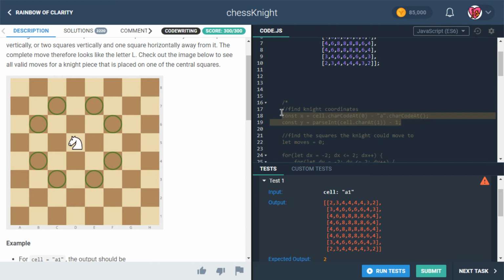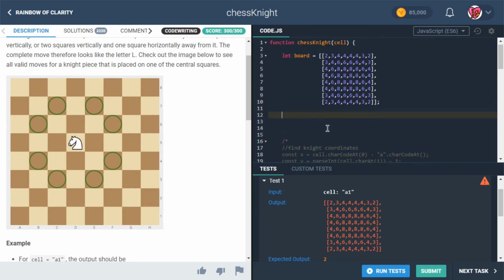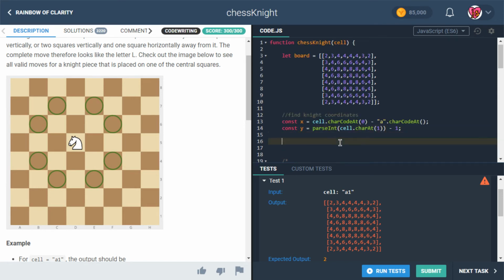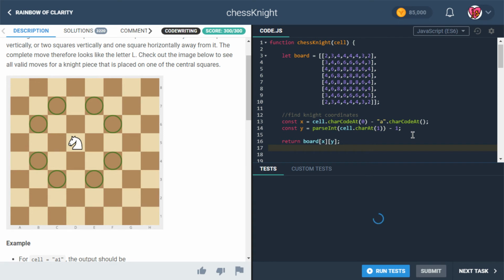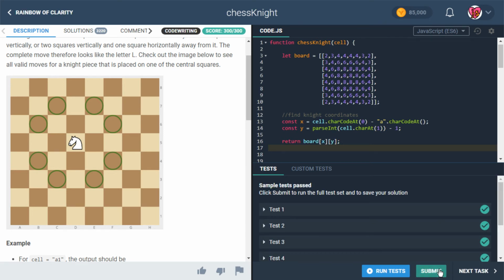And now I can do this. I can find the knight coordinates. Great. And all I really need to do is return board at x at y. Let's see if that runs. Wow. Okay, so let's submit that.